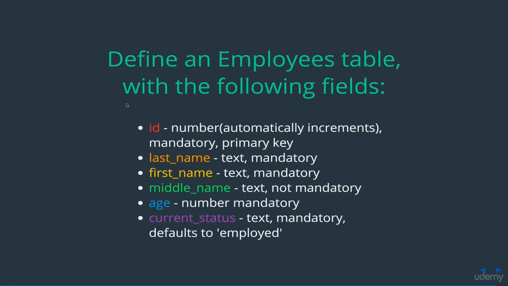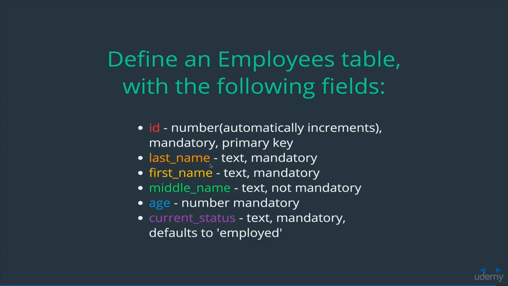7 different fields, 7 columns, ID, last name, first name, and middle name, and then age and current status. And actually, I can't count. This is 6. So ID is relatively self-explanatory. It should be a number. I'm not telling you the data types, but you should know at this point what they are. So a number that automatically increments. It's mandatory, so it can't be left off, and it's a primary key.